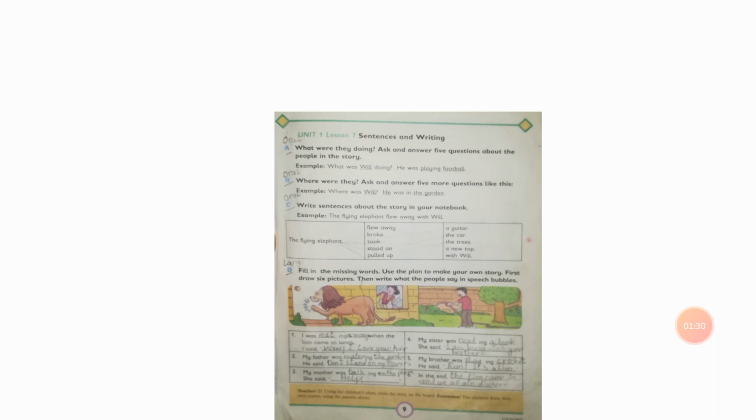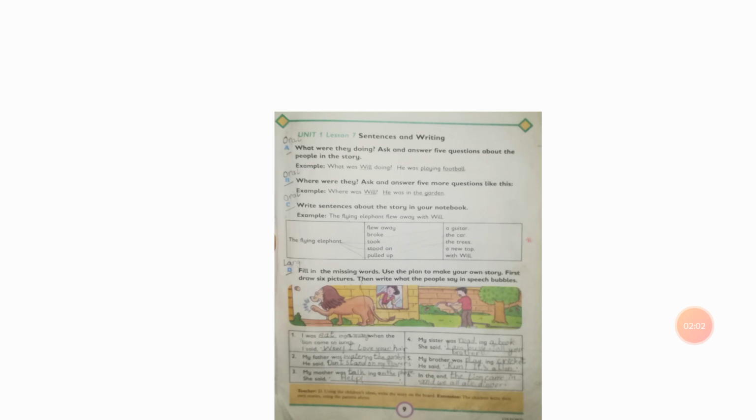Part A, Oral. Lesson 7, Sentence and Writing. What were they doing? Ask and answer 5 questions about the people in the story. Example: what was Will doing? He was playing football. What was Will's mother doing? She was cooking. What was Will's father doing? He was watching TV. What was Will's brother doing? He was playing on his computer.